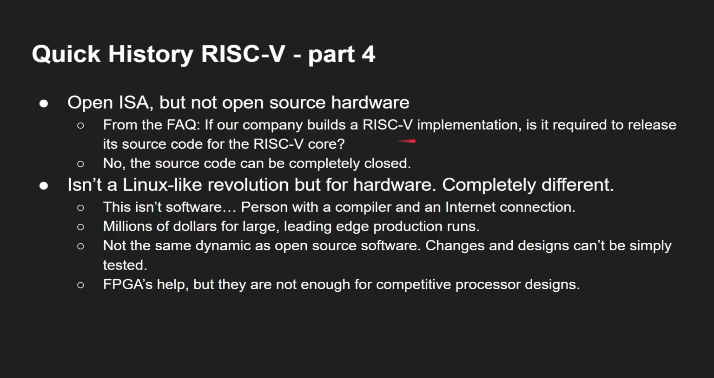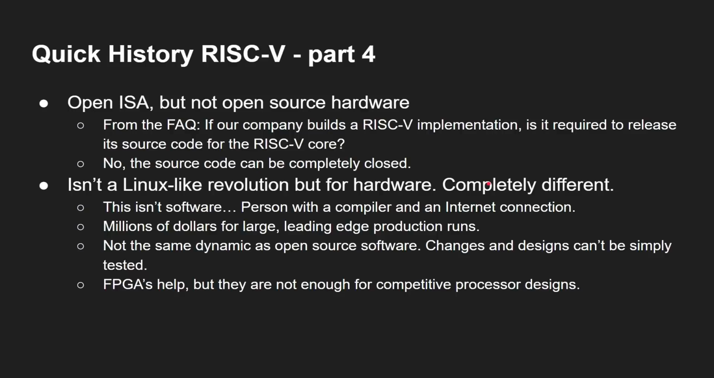If a company builds a RISC-V implementation, is it required to release its source code for the RISC-V core? No, the source code can be completely closed. And that's because the ISA is open, but not what you design based around it. That doesn't need to be open. And because of that, it isn't a Linux-like revolution for hardware.